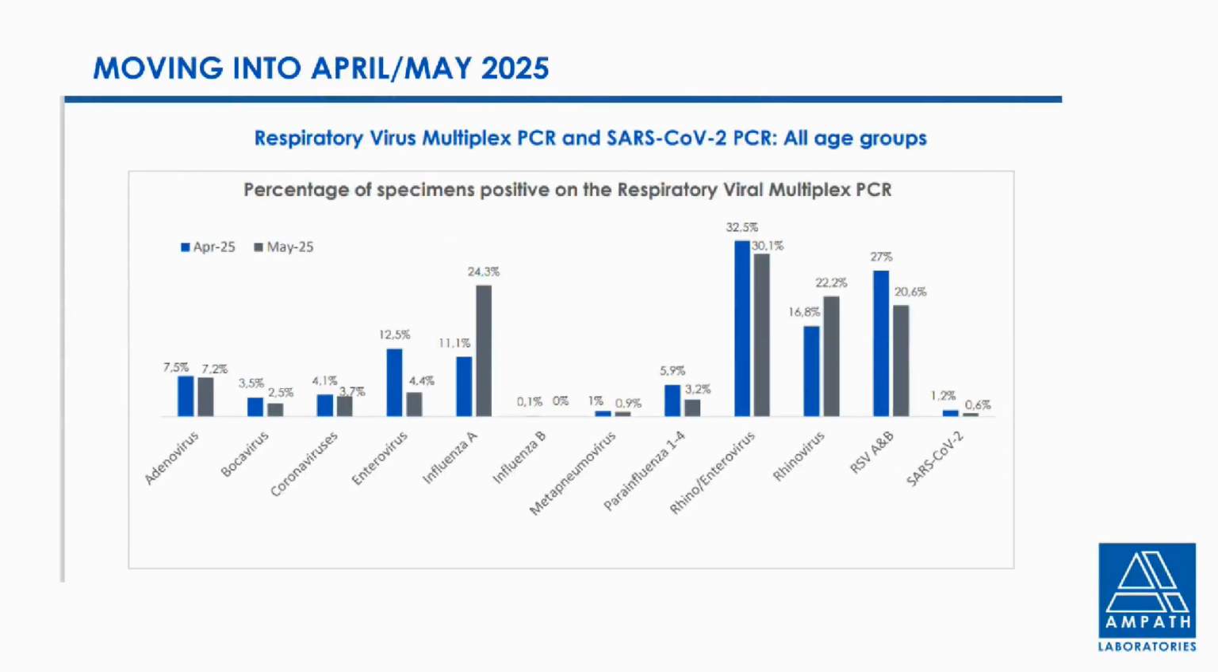Okay. When we looked at our April to May statistics on your multiplex PCR, again, just to illustrate the prevalence of rhinovirus, it certainly had decreased somewhat from its 60% in February-March to about 30% over April-May. And you still see your RSV being just under 30% and your influenza at around 25%.